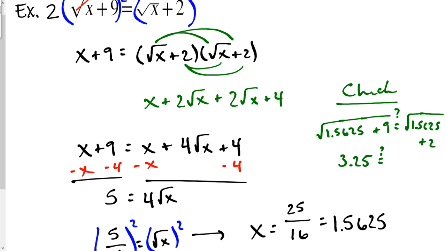Then I'm going to go on the right-hand side and say, well, what is the square root of 1.5625 plus 2? So I get 1.25 plus 2. And is this a true mathematical statement? Is 3.25 equal to 1.25 plus 2? It is, so that's a valid answer.